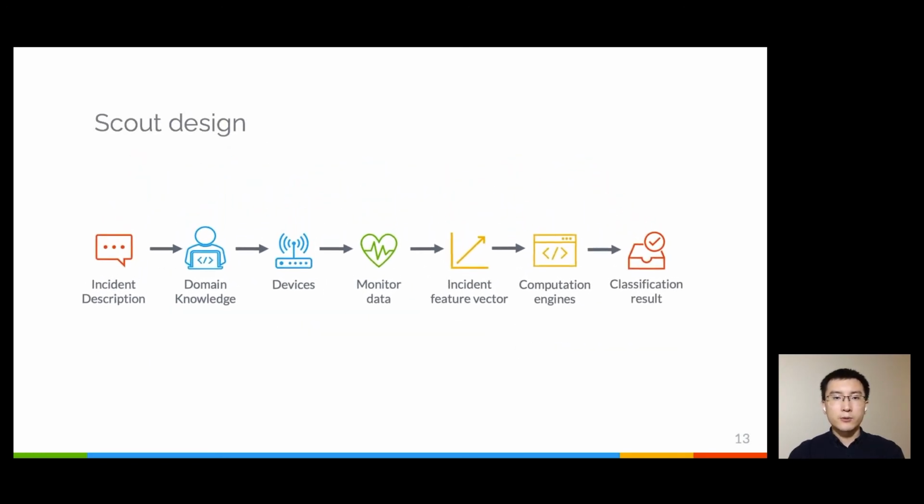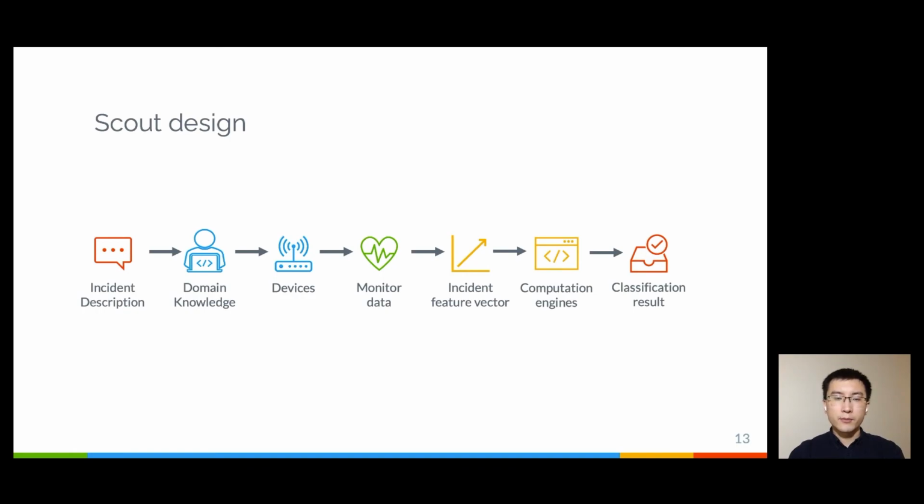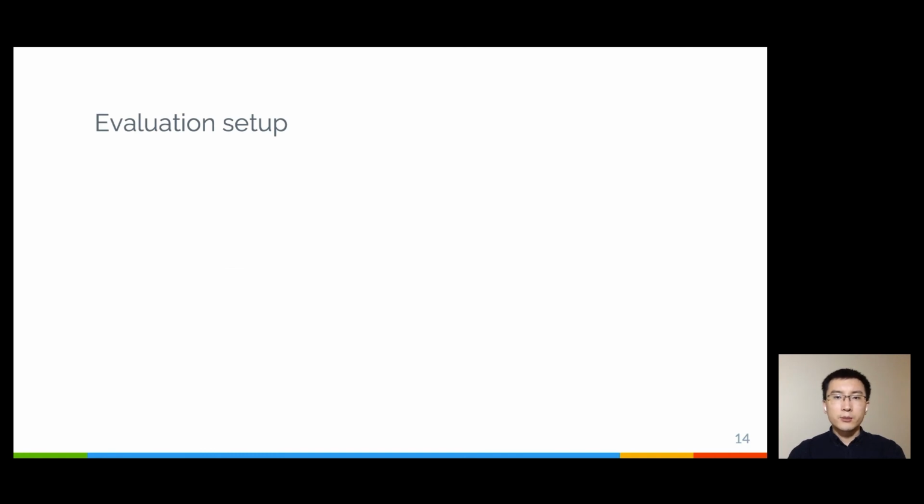Okay, so now let's revisit the overall design of a Scout. Given the incident description, the Scout uses the domain knowledge to collect the devices and find the related monitoring data. Next, the Scout builds a feature vector, assigns it to the hybrid computation engine, and returns a classification result. To evaluate the Scout's performance, we build a Scout for the physical networking team, which is in charge of each and every switch and router in Azure.